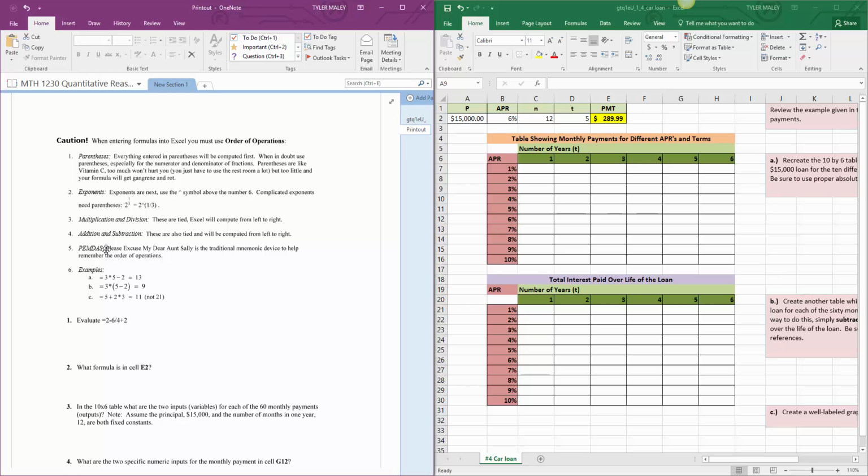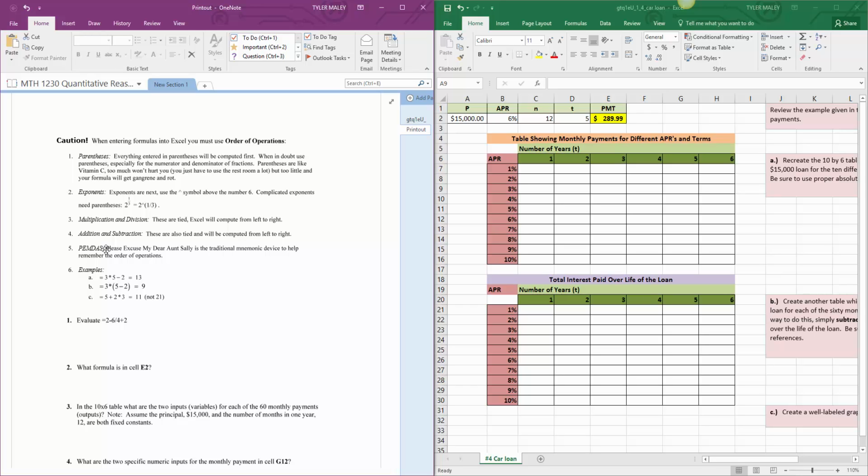So step one, right? Parentheses. It says everything entered in parentheses will be computed first, right? So when in doubt, use parentheses, especially for the numerator and denominators of fractions, right? That's key, right? So when I converted that function, the payment function, into an Excel-friendly format, that was one thing that I had to keep in mind, right?